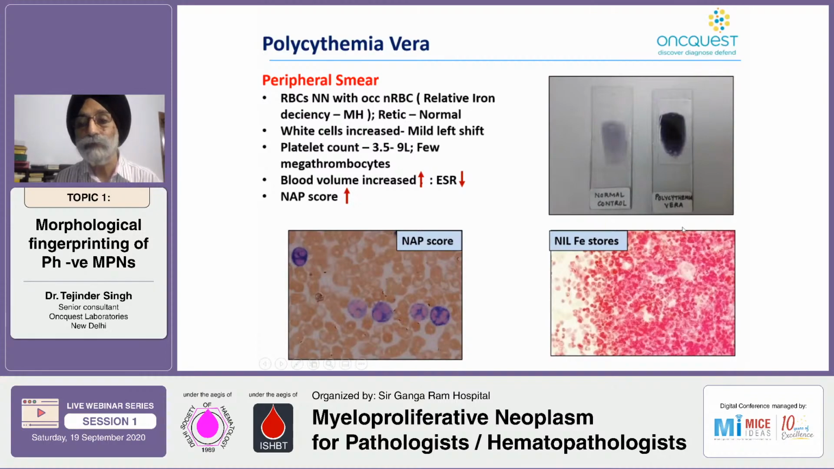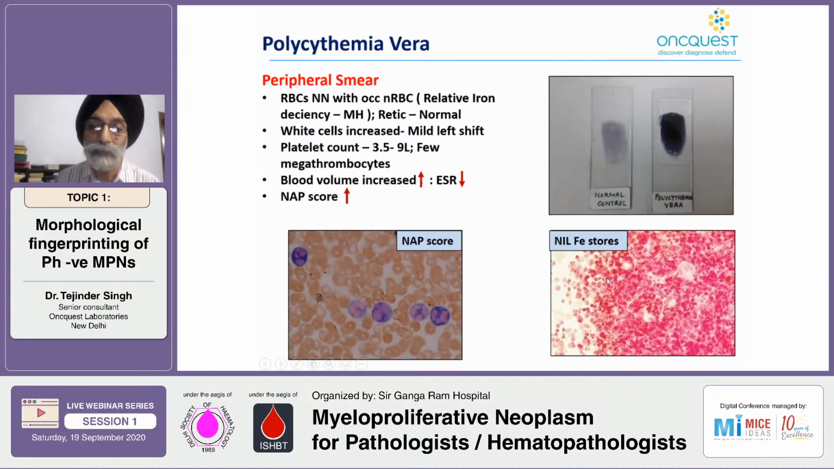The moment we make a peripheral smear, we come to know that hemoglobin is very, very high, but we don't know whether it is polycythemia vera or a case of reactive erythrocytosis. This is a normal smear. NAP score is high, as you can see, 3 and 4. And then iron stores are nil.